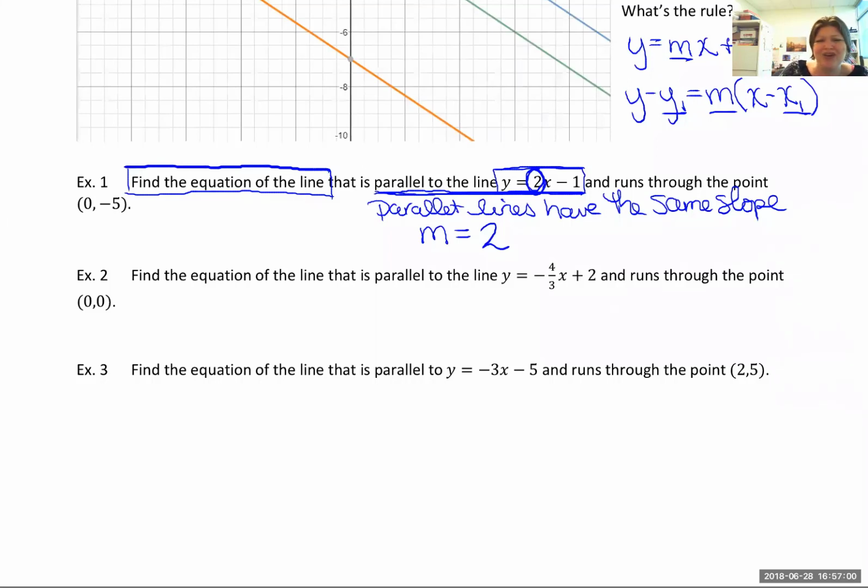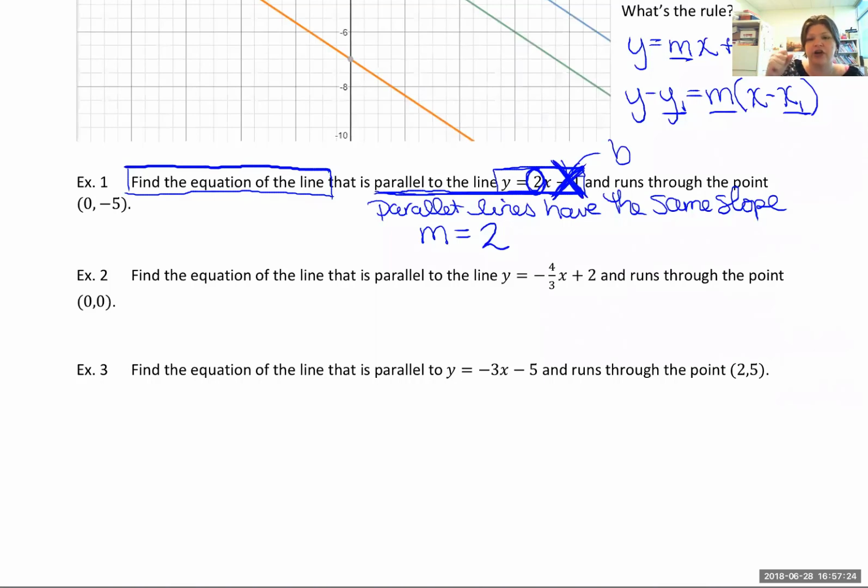But don't make the beginner's mistake that everybody else makes. They go, oh, and there's my b. Well, we just said that parallel lines don't have the same b. They don't cross at the same place. They just have the same slope, the same angle. So don't use that y-intercept. That's like a distractor. Just steal the slope.